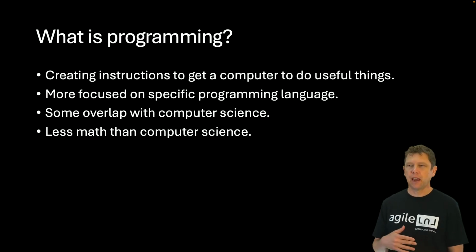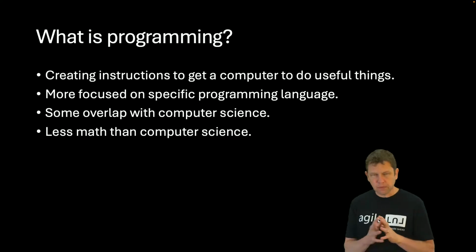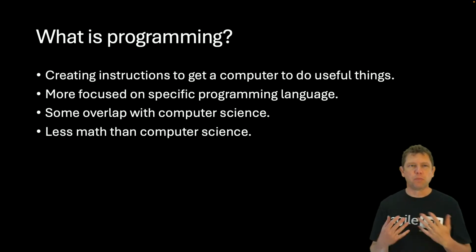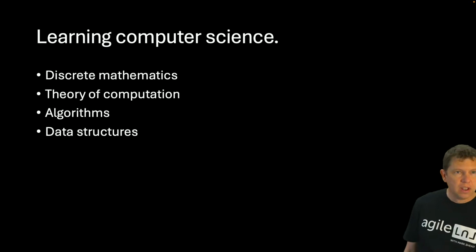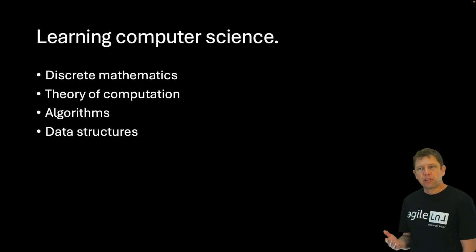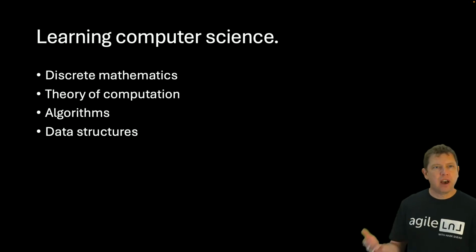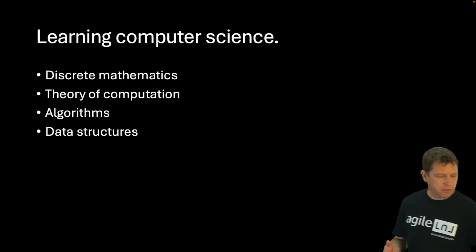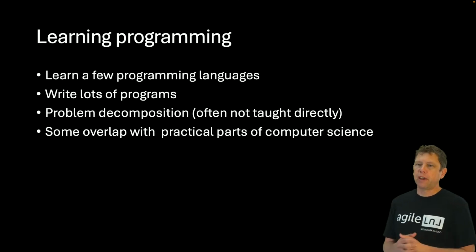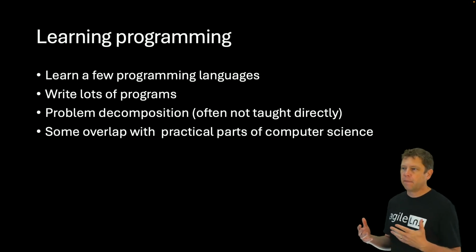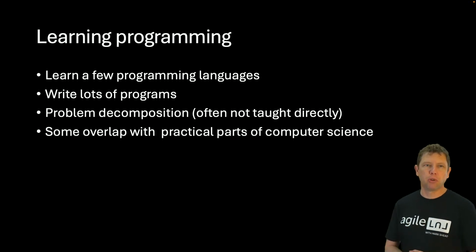You're probably going to spend less time on the theoretical aspects of algorithms and more on how to get the algorithm to do what the customer is asking for. So if we look at learning computer science, you're going to be looking at things like discrete mathematics, theory of computation, algorithms, and data structures. And if you look at learning programming, you're probably going to be learning a few programming languages, so if you go work somewhere, you've got some experience in that particular language.